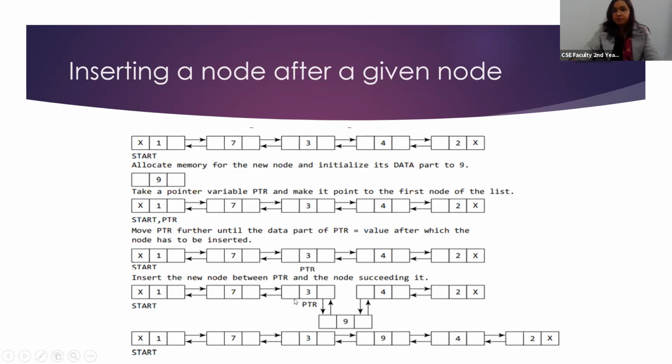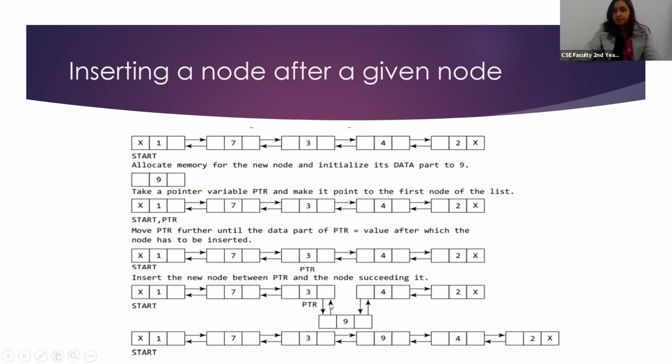First joining will be this. New node next will be equal to pointer next. That means initially pointer contains the address of this one in the next part. So this joining is done. Next joining will be pointer next previous. Pointer next still contains the address of this one. So pointer next means this node. Its previous, that means this one, is equal to new node. That means it will now contain the address of the new node. So these two joinings are complete.